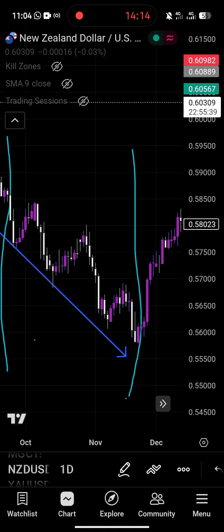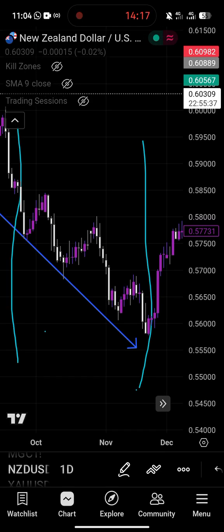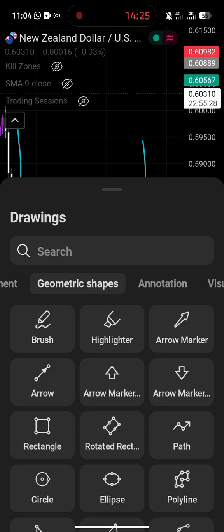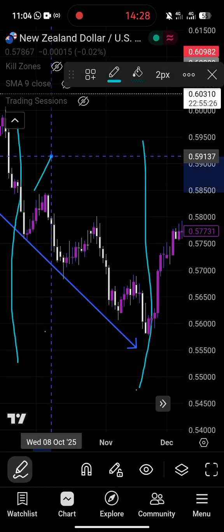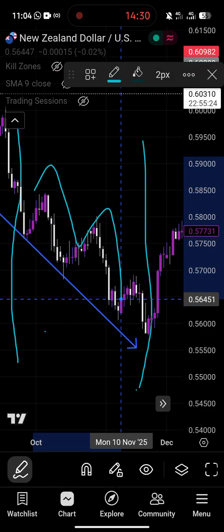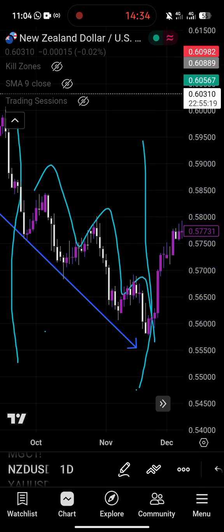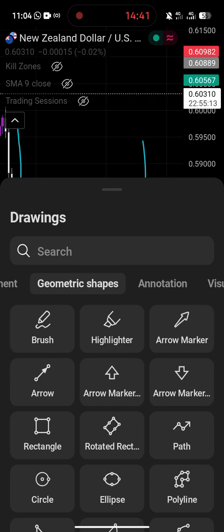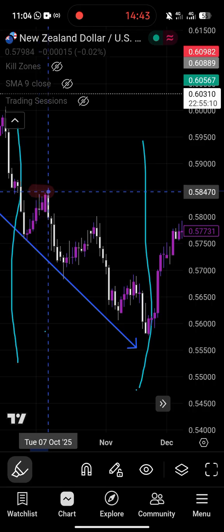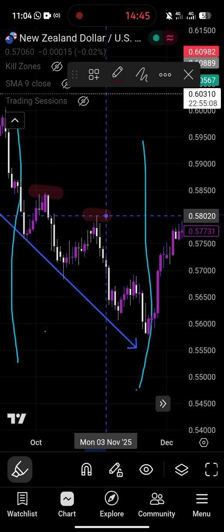What do you see? We are moving down. What do you see? A wave up, down, up, down, up, down. Meaning this is a downtrend, right? So what did we see in this movement? We saw a high over here. We saw a high over here. We saw a high over here.